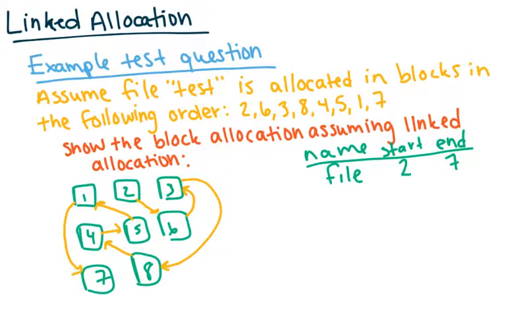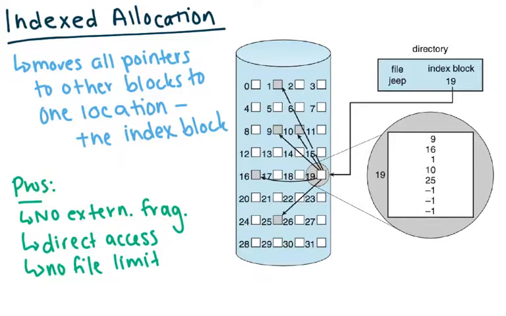Okay? So that's what I would be looking for if I asked something like this. So this would be assuming linked allocation. So indexed allocation. So basically the idea here is that we want to move all those pointers that we had that were taking up space in the blocks to one location, and we call this location the index block. So there's going to be one block in here whose only job is to keep track of whatever other blocks this file is stored in.